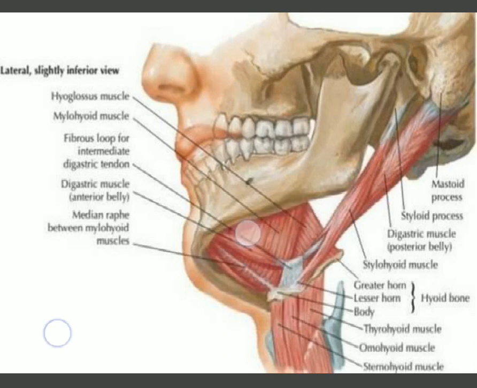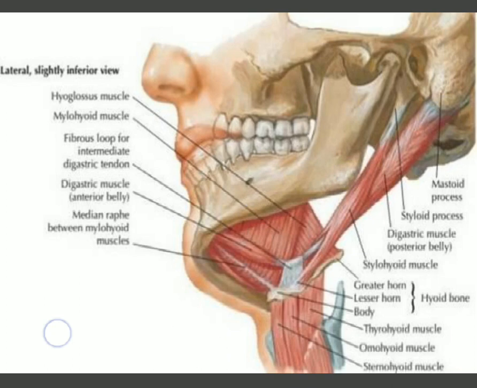by the base of the mandible and the line joining the angle of the mandible to the mastoid process, the imaginary line that joins the angle to the mastoid process. So that is the boundary of the digastric triangle.